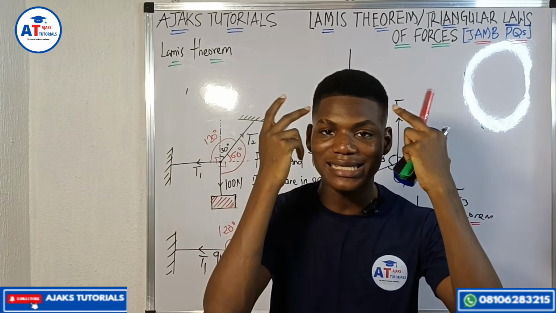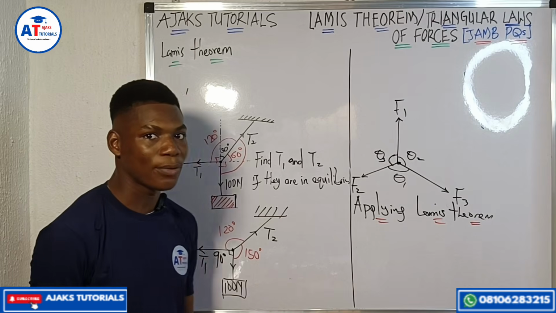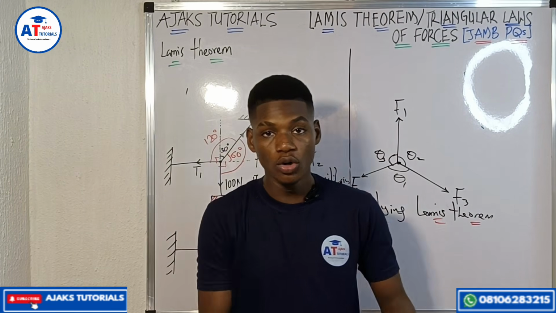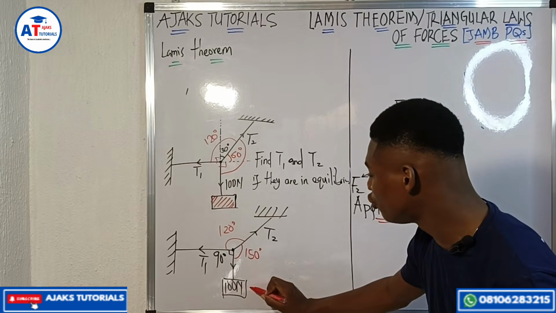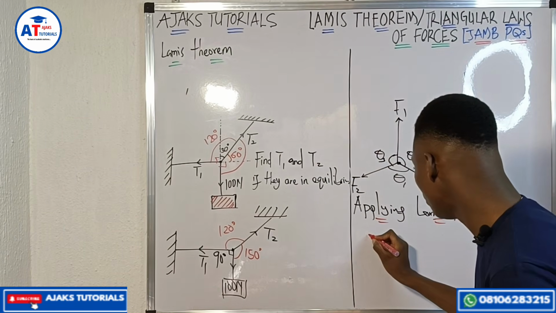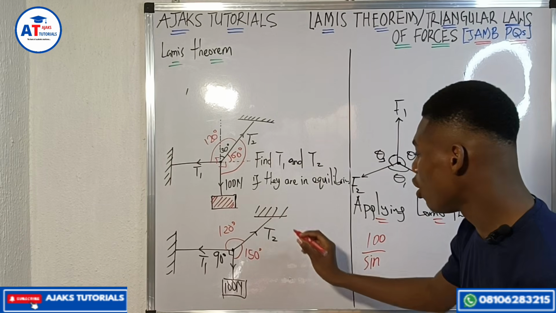It is senseless of you to come and be relating T2 and T1. Why? Because they are both unknown. So let's do a known and an unknown. What is the known, class? The known is 100. Are you getting me? So you say 100 over sine.